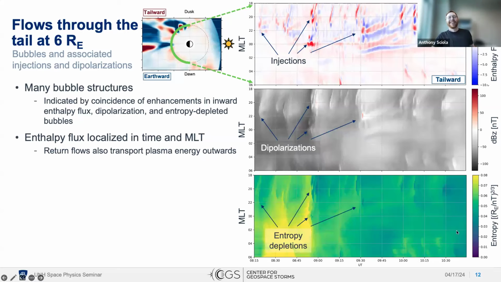Cool. All right, we're back. So the plot below that, we're also showing that there's simultaneous signatures of depolarizations and depletions in the flux tube entropy. These three things together are indicative of these bubble structures that we are investigating.